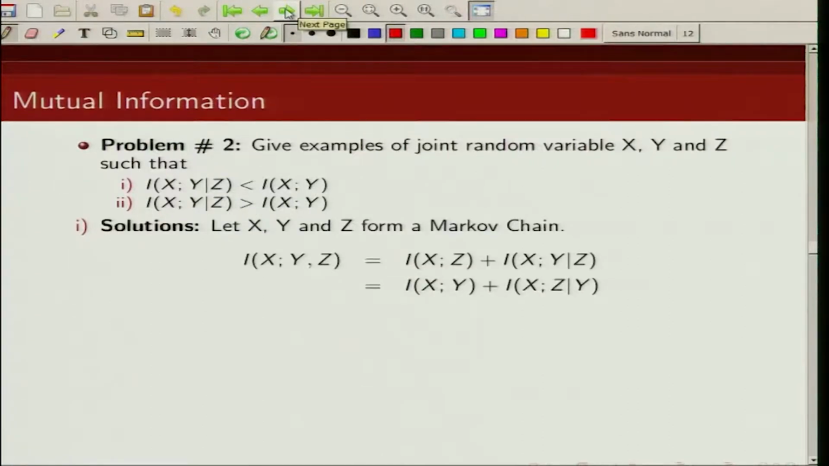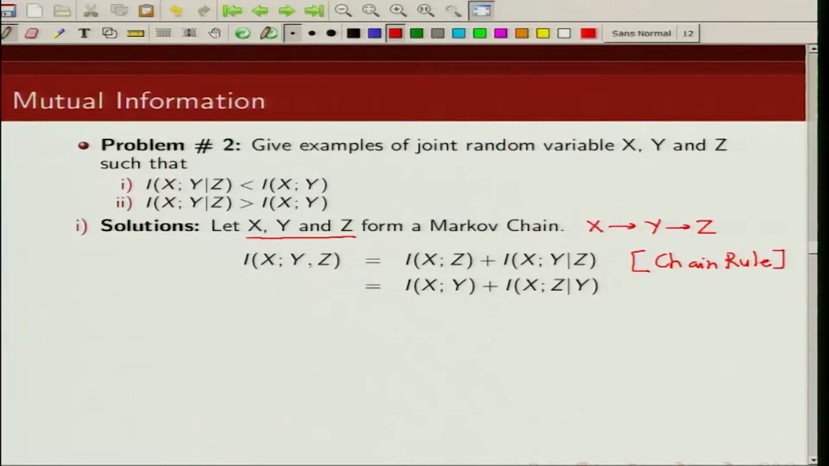So to prove the first case, we will take an example. Let us assume that x, y and z form a Markov chain. So if x, y and z form a Markov chain, then the probability of z given y and x is equal to the probability of z given y. Now, let us first write the mutual information between x and (y, z) using the chain rule. So this is an application of the chain rule for mutual information.